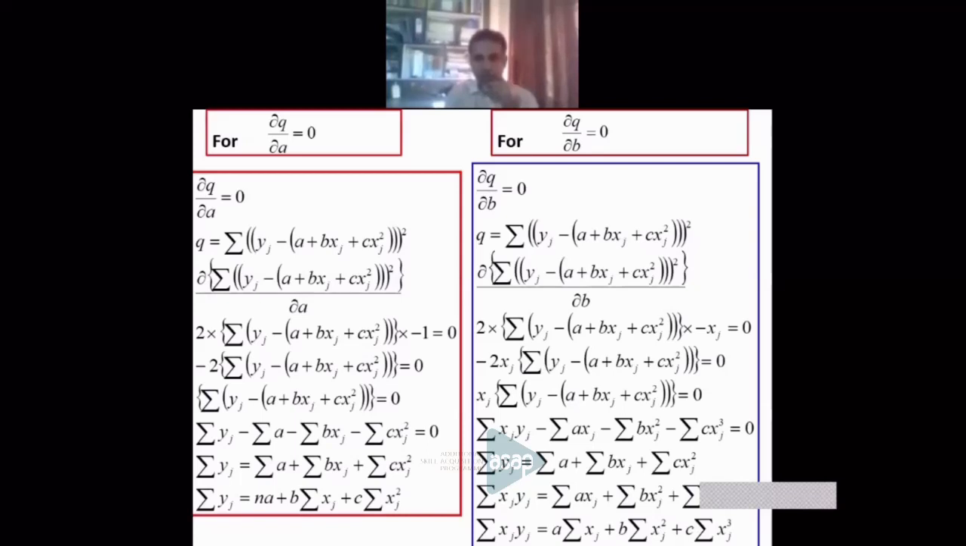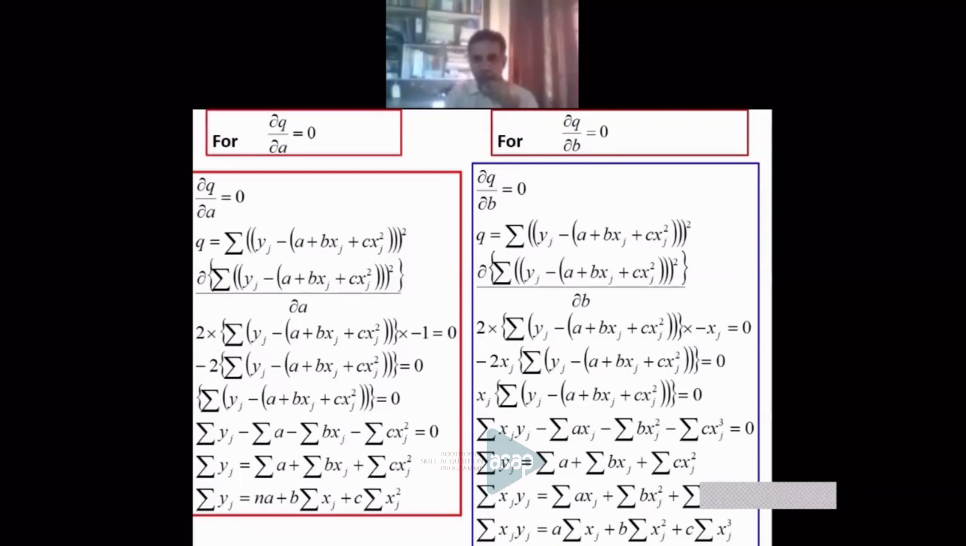∂Q/∂B we have applied. When you apply this, we'll have 2 times this entire equation because it's just like x squared, where 2x is the derivative. Likewise, this is a single function. When you do the derivative, 2 into sigma of (yj minus (a plus bxj plus cxj squared)) into, of course, the b term.